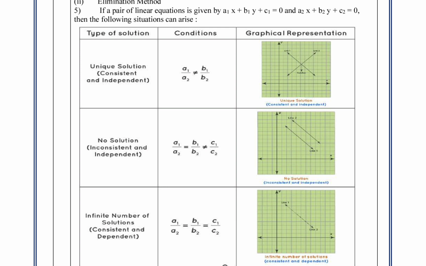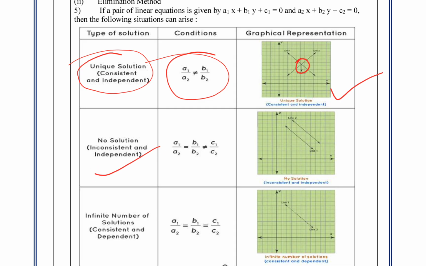You can see that one: unique solution, consistent and independent. When a unique solution comes, the lines are not coincident. Here there will be an intersection, only one solution we will get, that is represented by a1 by a2 is not equal to b1 by b2. Then it is called unique solution, consistent and independent. So it is intersection. And no solution, there is no touching of the lines, one line does not touch the other line, then they are called parallel lines.